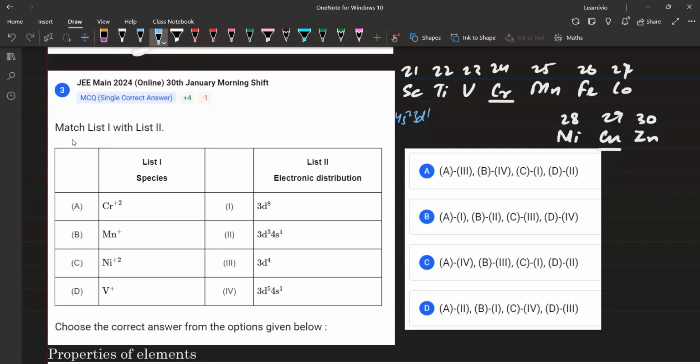Okay? So what do we have here? Chromium 2 positive. So chromium is a bit of an exception. It is 4s1 and 3d5. And when you remove two electrons from here, it will be 4s0 and one electron will be removed from 3d. It will be 3d4. So 3d4 is, okay, fine. So A3 is only in one option. So option A will be correct. You don't have to look any further.